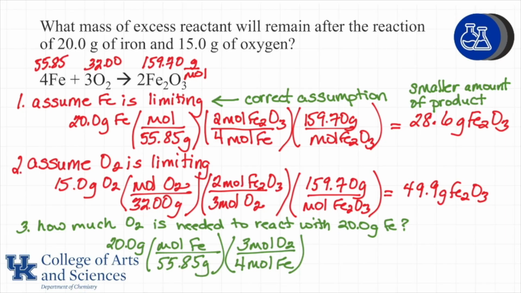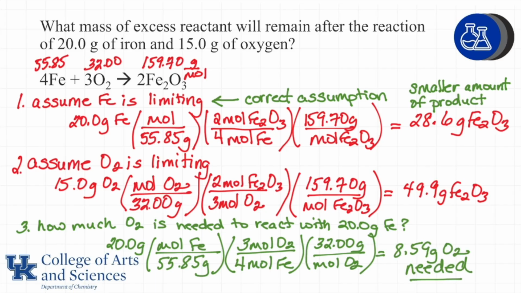Remember, we can write mole to mole ratios between any two substances in a reaction. It doesn't always have to be a product and a reactant. We can have two products or two reactants as well. Now we'll use the molar mass of oxygen to get to grams of oxygen, and that is the grams of oxygen needed. So if we have 20 grams of iron, we need 8.59 grams of O2 to react with it completely. But the question is asking us, how much is left over?